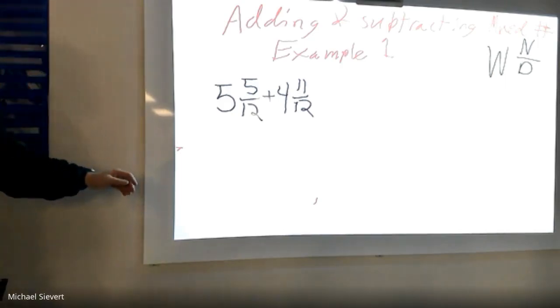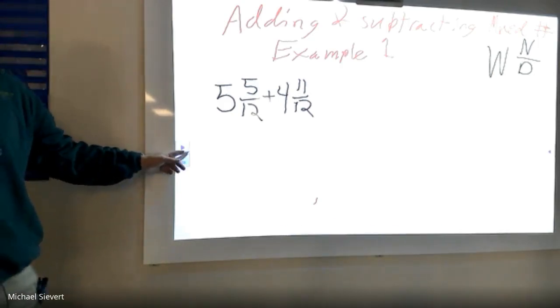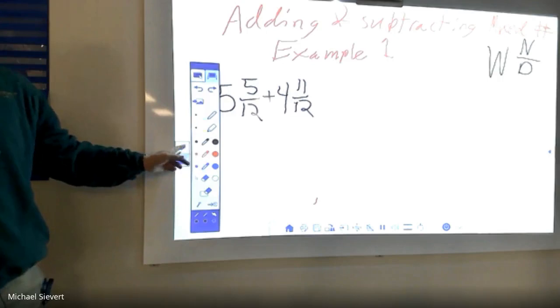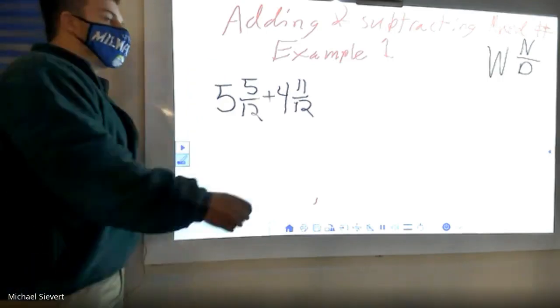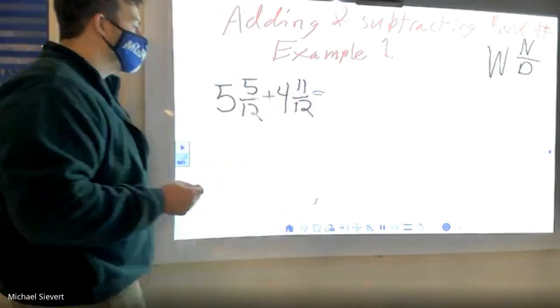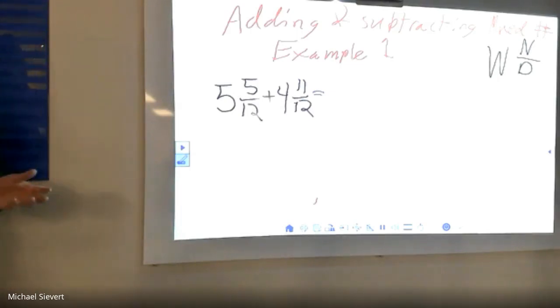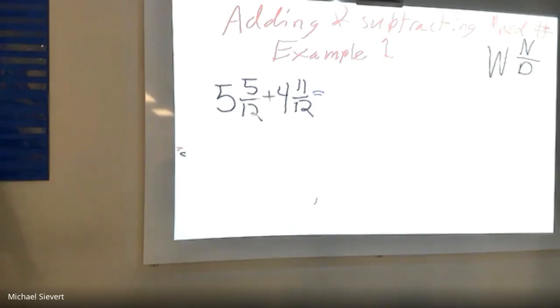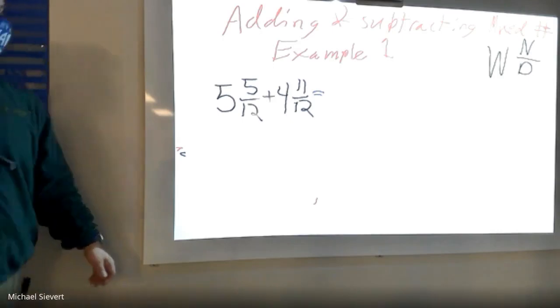I like how you're getting ready. First of all, let's just add the 5 and the 4 because that's really easy. You just add 5 plus 4. William, what is 5 plus 4? There you go.